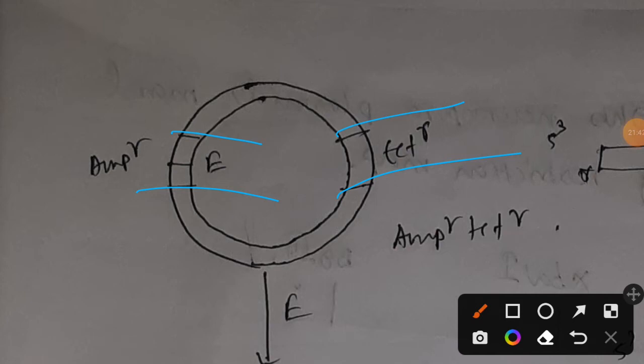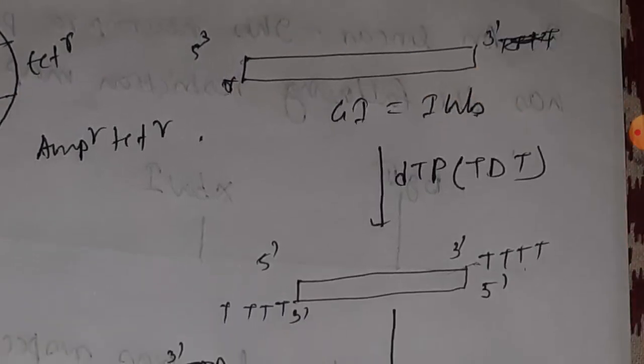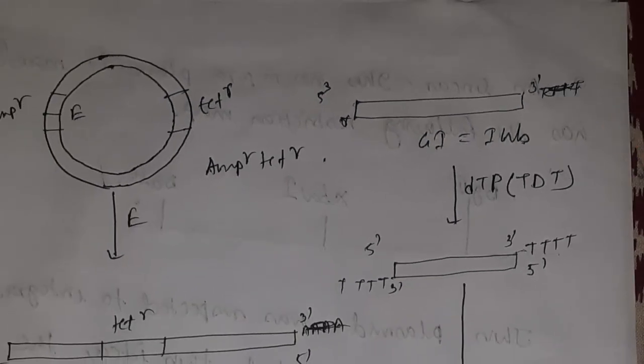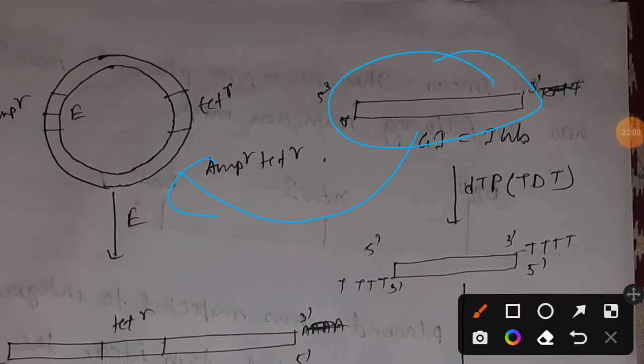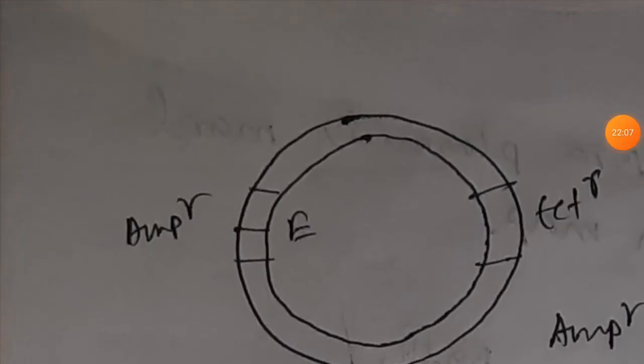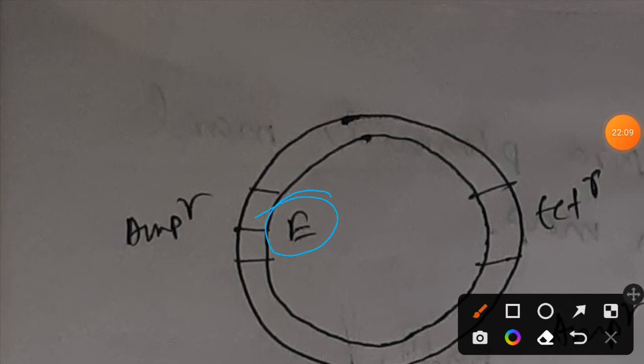Okay, and now there is a restriction site present for restriction enzyme E. They are also telling you about a gene of interest of length IKB, and your job is to insert this gene of interest inside that vector. The problem is they have told you that this restriction endonuclease E is a blunt-end cutter. That means it will generate blunt ends for you.